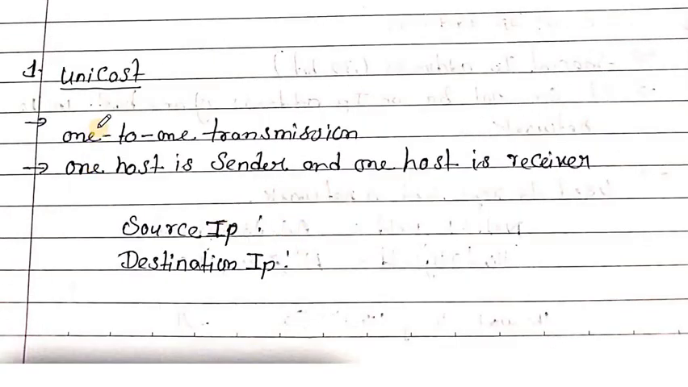In unicast, one-to-one transmission means one host is the sender and one host is the receiver. This is called unicast.